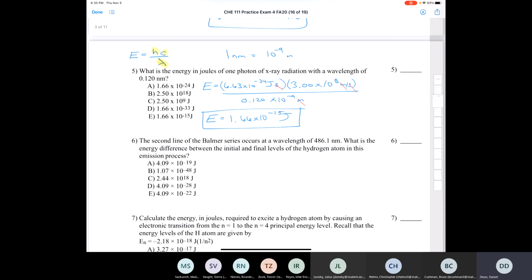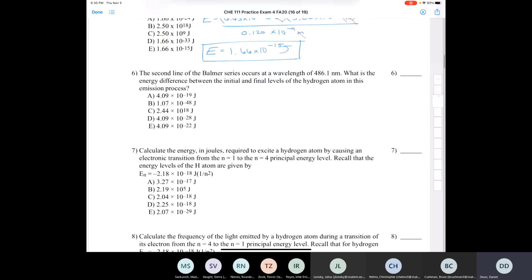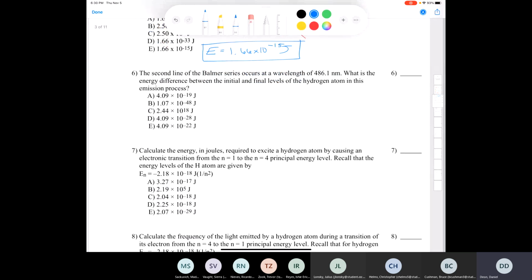All right, the next question deals with the Balmer series. It says the second line of the Balmer series occurs at a wavelength of 486.1 nanometers. What's the energy difference between the initial and final levels of the hydrogen atom in this emission process? Well, we know that E is equal to hc over lambda.